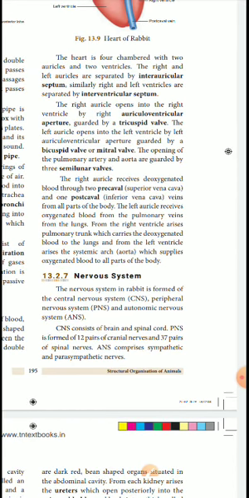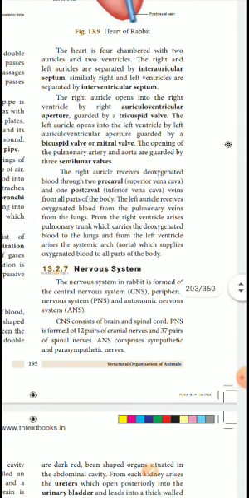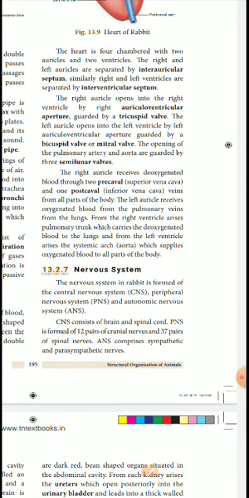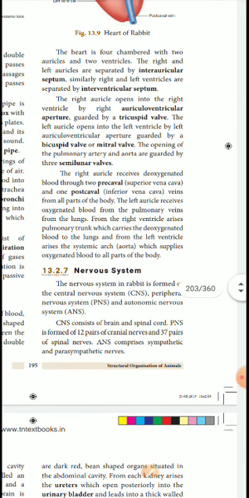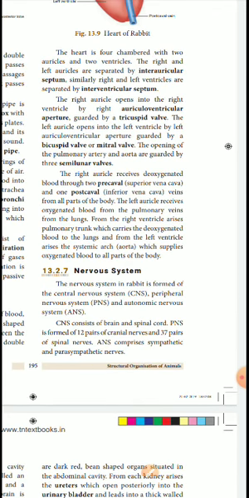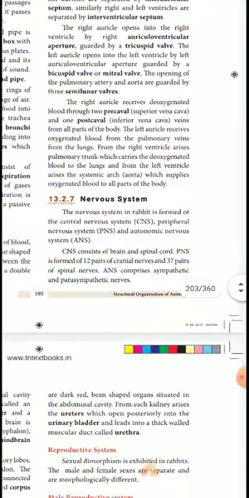The left auricle receives oxygenated blood. Note down, the left auricle receives oxygenated blood, the good blood. From the right ventricle arises the pulmonary trunk, which carries deoxygenated blood to the lungs. The right auricle receives from all over the body, but from the right ventricle the pulmonary trunk arises only. The left ventricle supplies oxygenated blood to all parts of the body.